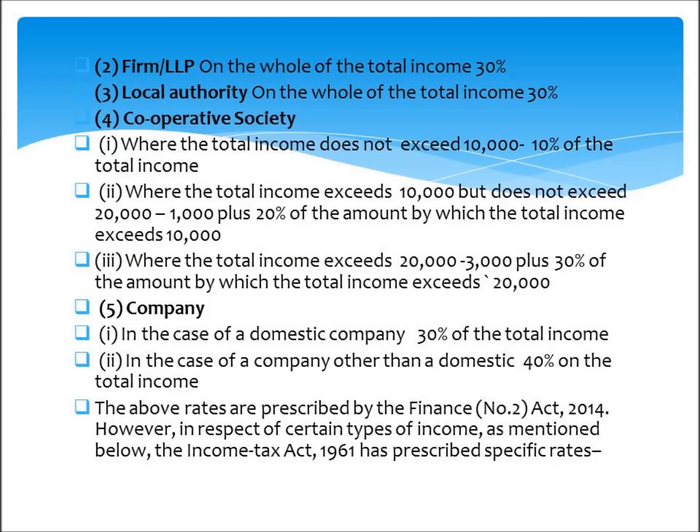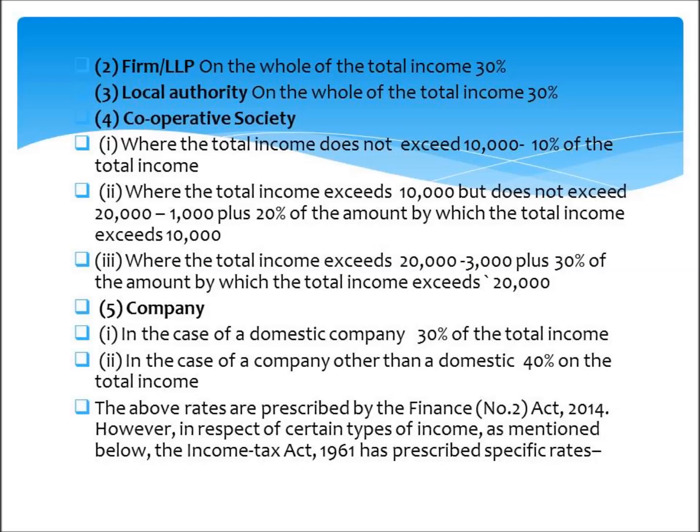This is not the case with firms, LLPs, local authorities and companies. They have to pay a flat rate of income tax on their total income. So this is the major difference between taxation of cooperative societies and firms and LLPs. Now comes company. In case of a domestic company, it is 30% of the total income, and in case of a company other than a domestic company, 40% of the total income is payable as income tax.